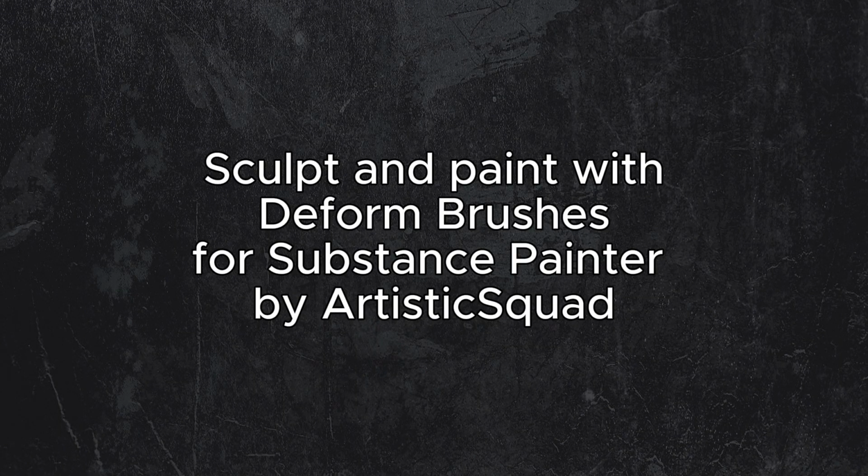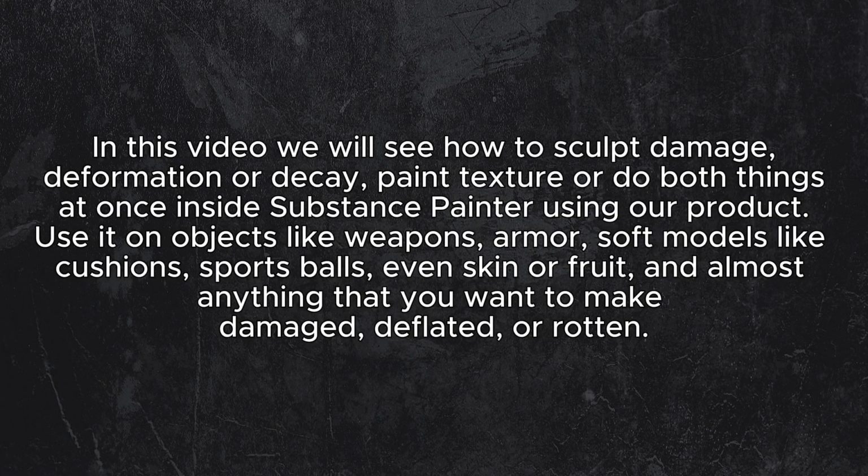Sculpt and paint with Deform brushes for Substance Painter by Artistique Squad. In this video we will see how to sculpt damage, deformation or decay, paint texture, or do both things at once inside Substance Painter using our product. Use it on objects like weapons, armor, soft models like cushions, sports balls, even skin or fruit, and almost anything that you want to make damaged, deflated, or rotten.